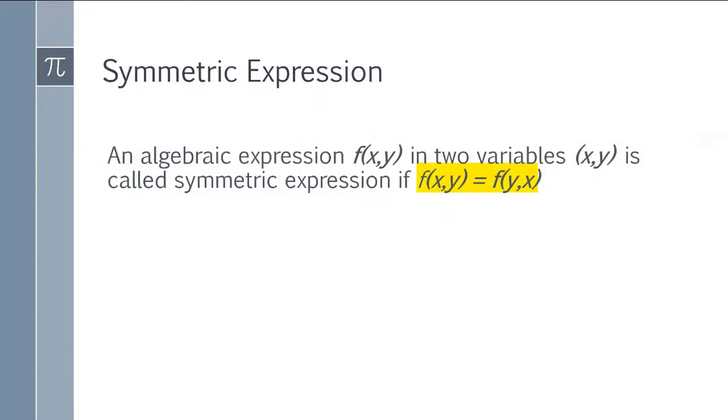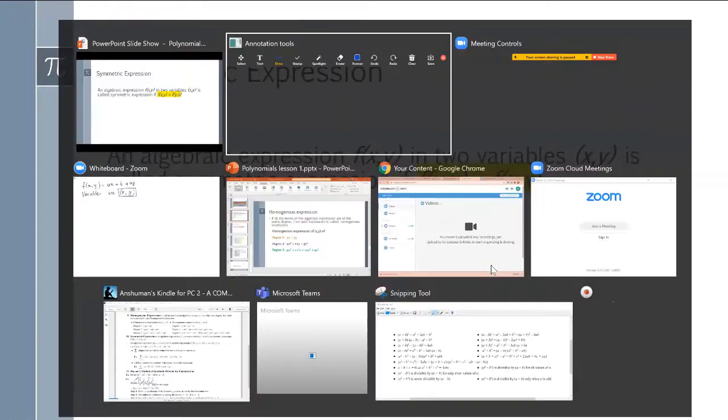Now coming to the symmetric expression. So what is a symmetric expression? An algebraic expression f of x, y in two variables x, y is called a symmetric expression if f of x, y is the same as f of y, x. Let's see an example.